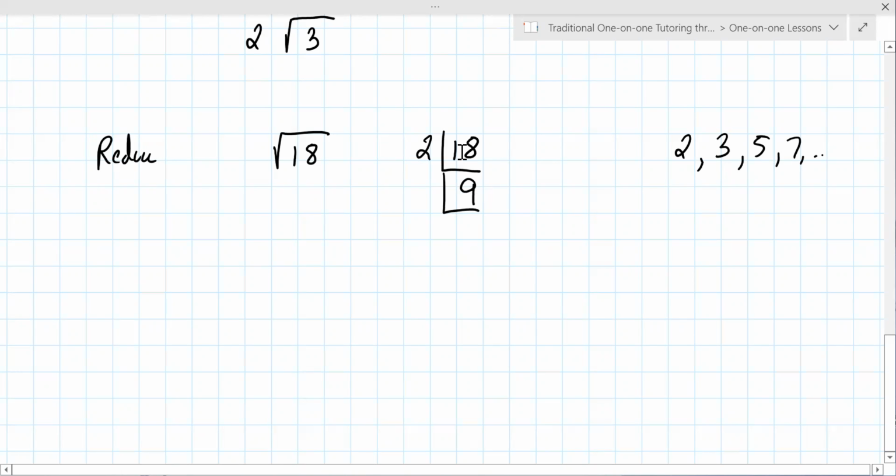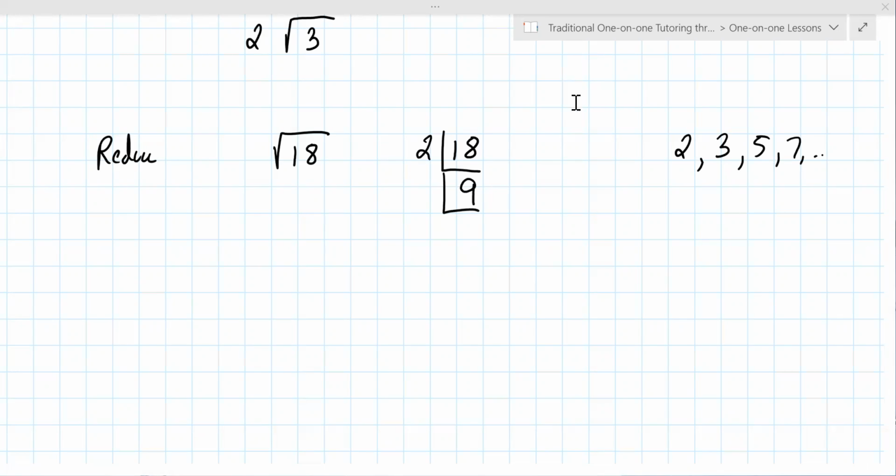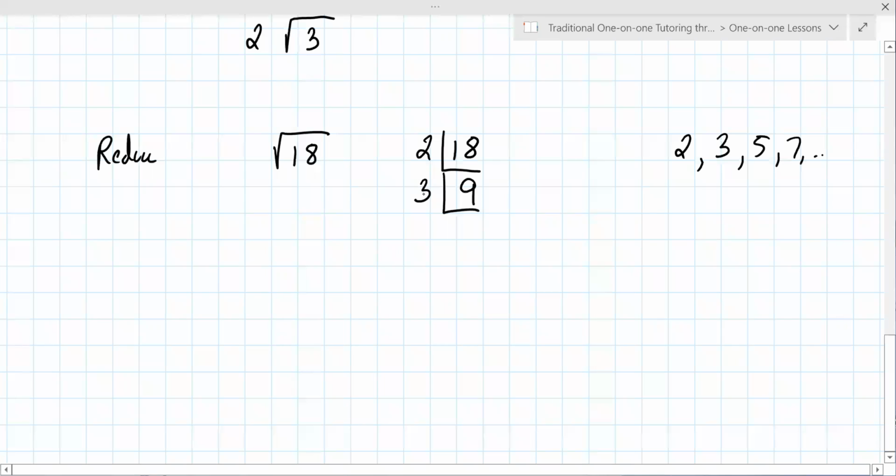Now, the reason 2 went into 18 is it's even. It ends in an even number: 0, 2, 4, 6, 8. They're all even. 9 is not even, 9 is odd. So does 2 go into 9? No. But 3 does. How many times does 3 go into 9? 3 times. You try it again and it works.